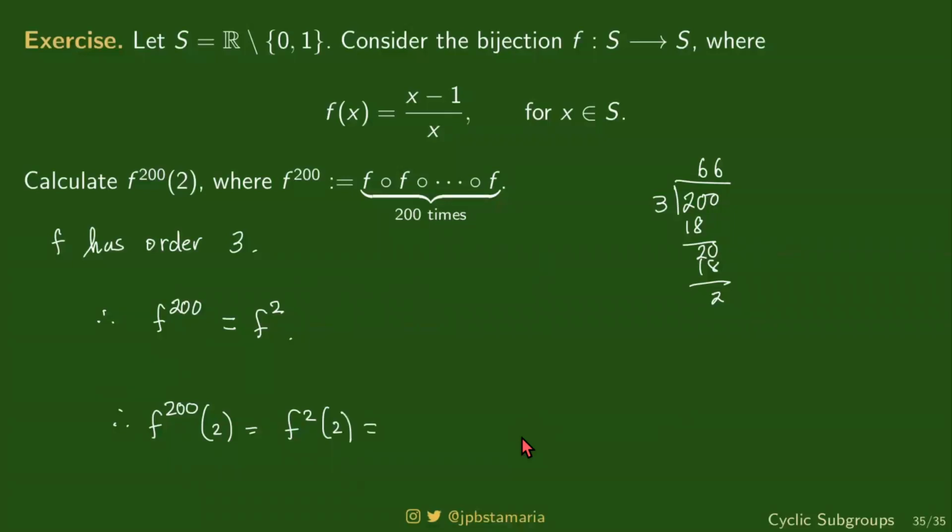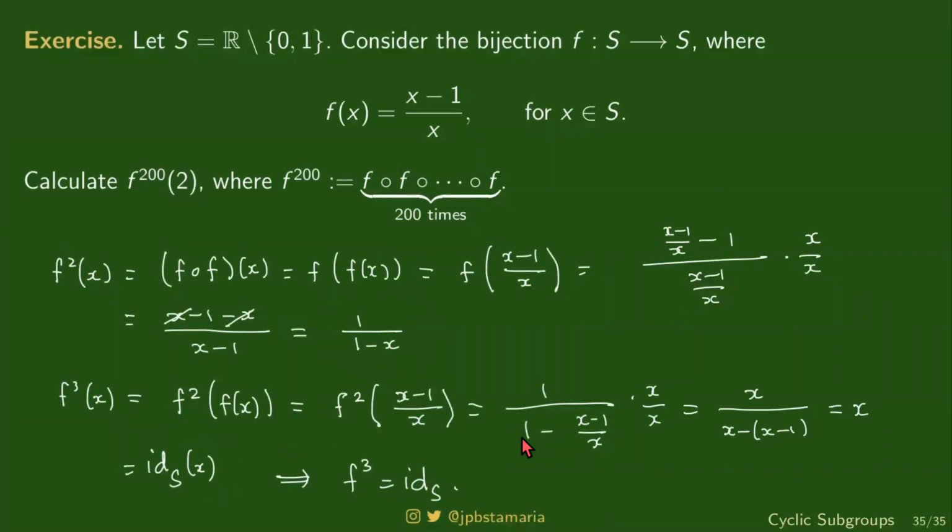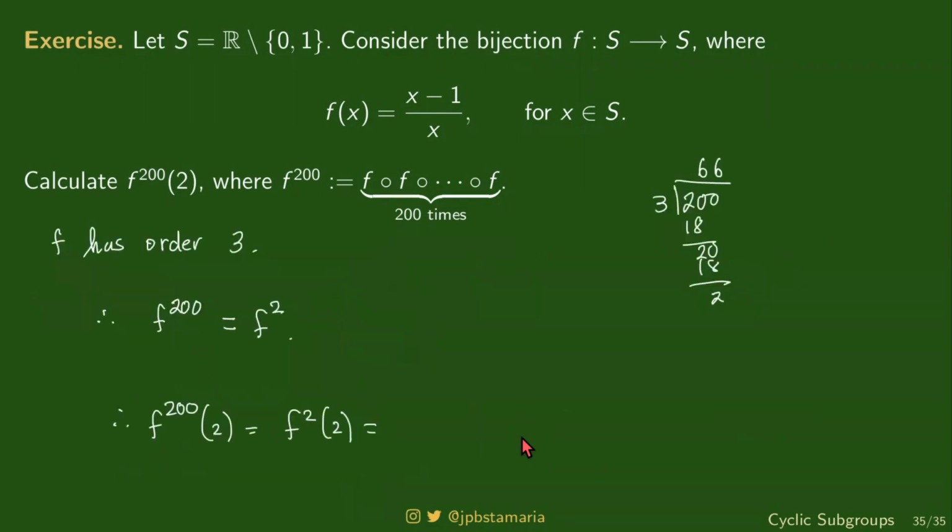But we have an f squared of x. F squared of x is 1 over 1 minus x. Kaya ito yung 1 over 1 minus 2. So the answer is 1 over negative 1, or negative 1. So the final answer is negative 1. Naintindihan niyo yung example?